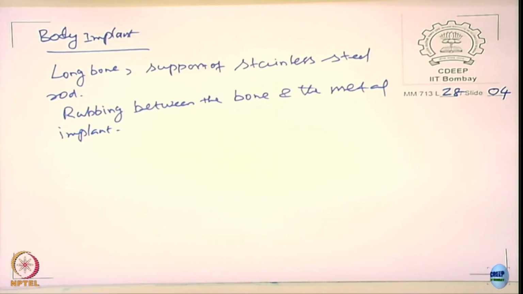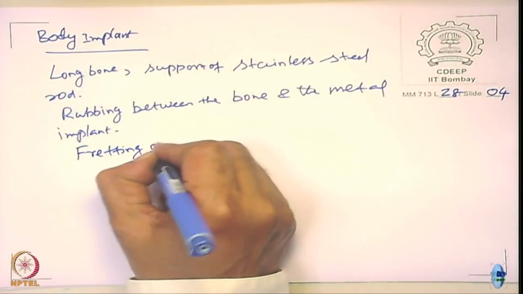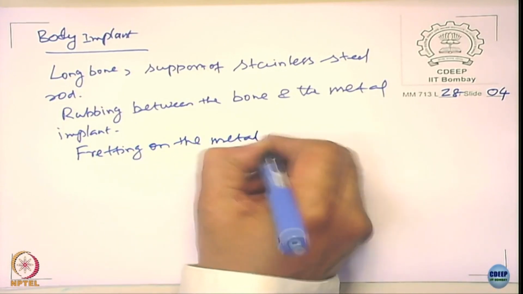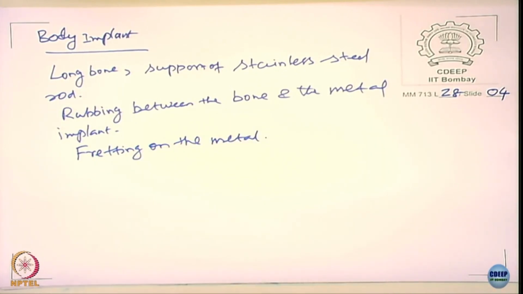When it happens, then the bone wears out. Then what happens? Now you see, there is going to be fretting damage on the metal. Please notice that the fretting damage is not just confined to only metallic structures. It can happen on ceramics.